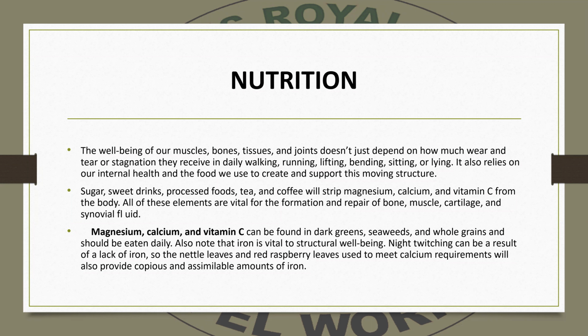And these three are very important for the formation and repair of the bone, the muscles, the cartilage, and the synovial fluid. So we must make sure that we find sources of magnesium, calcium, and vitamin C. We know that dark green vegetables consist of those, and whole grains have to be eaten daily. Raspberry leaves, if you need calcium requirements and also good amounts of iron, you'll get by using raspberry.